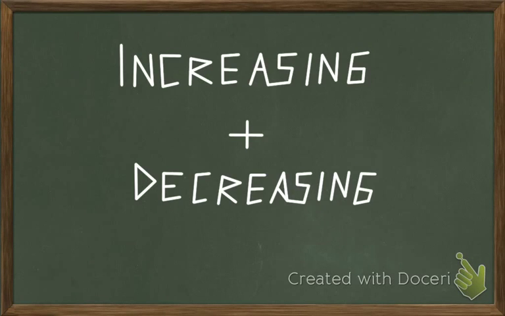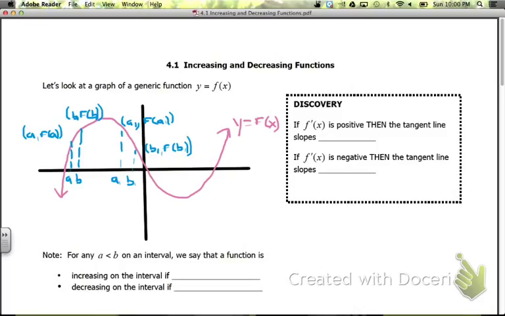Today we'll be looking at increasing and decreasing functions. So to begin looking at our increasing and decreasing functions, let's look at the graph of a generic function y equals f of x. I've drawn here a generic function in pink, and I've labeled a couple of points, a, b, a1, and b1.